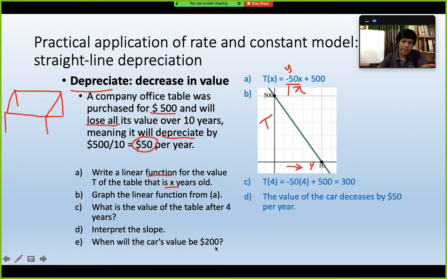When will the car's value be $200? The question is now when, that means in which year, that means you have to find x. And the value is $200, that means t of x is $200. So put t of x equals 200 here and find the value of x, and you will get x equals 6. That means after 6 years the value of the thing will be $200.